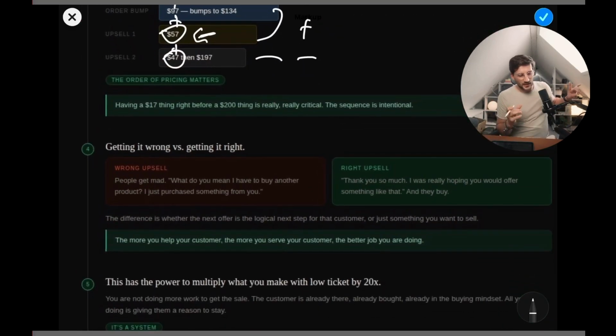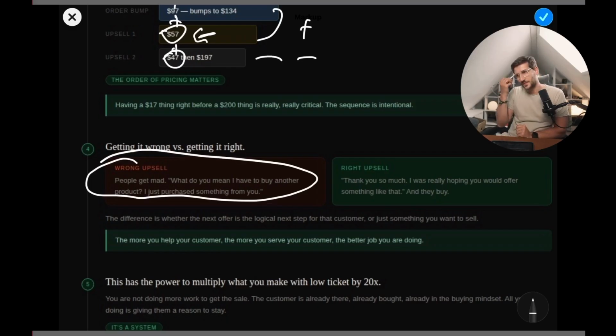All right, getting it right versus getting it wrong. A wrong upsell is where people get mad and be like, what do you mean I have to buy another product? I just purchased something from you. We don't want to do that because you can get into this state right here if you're doing one specific thing wrong, and I'll tell you in a second.